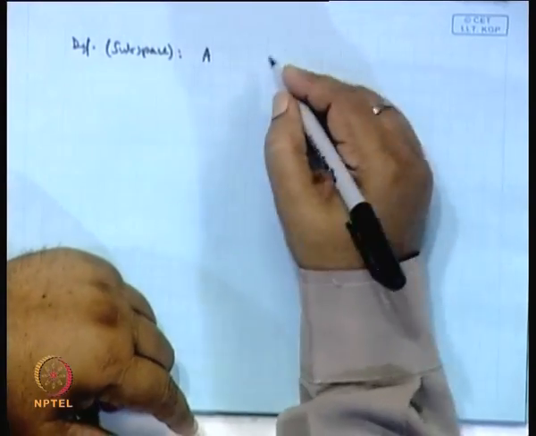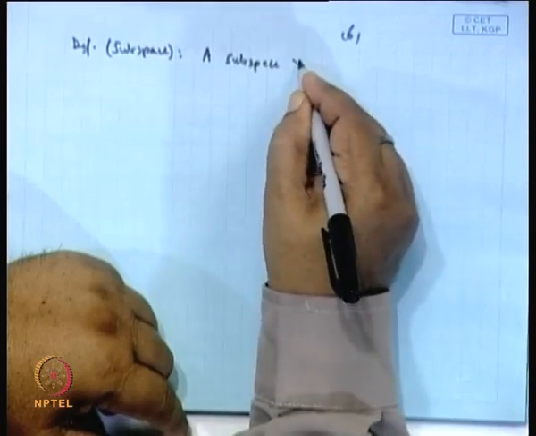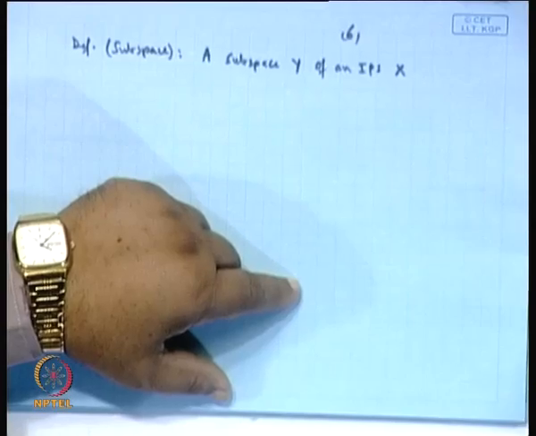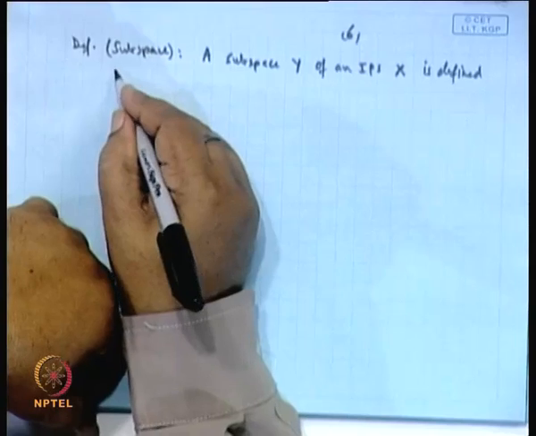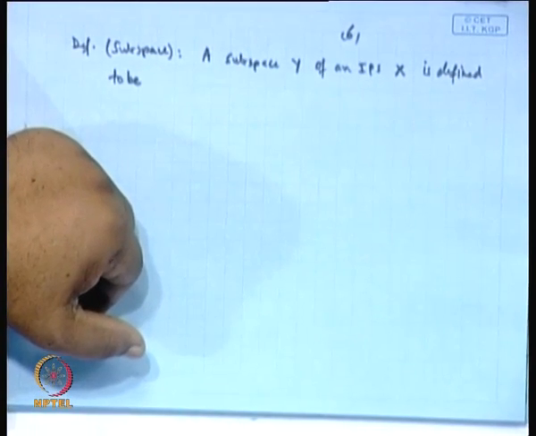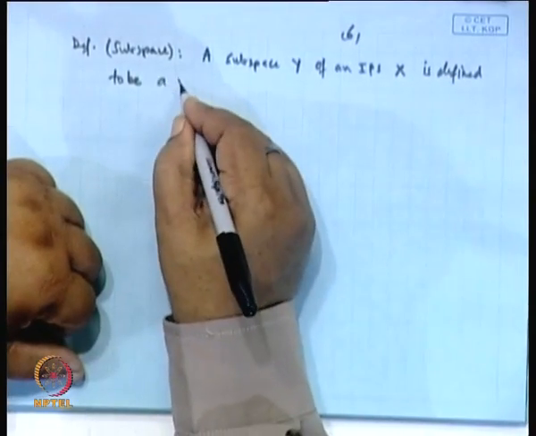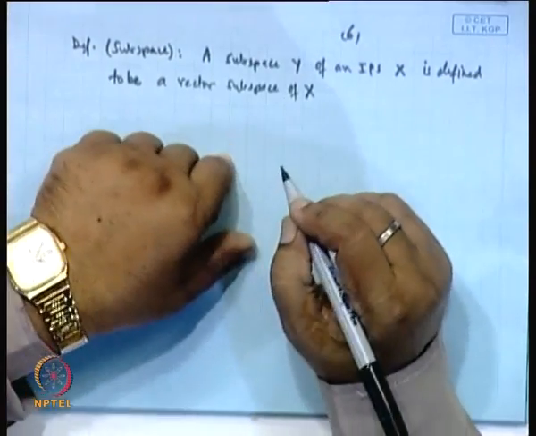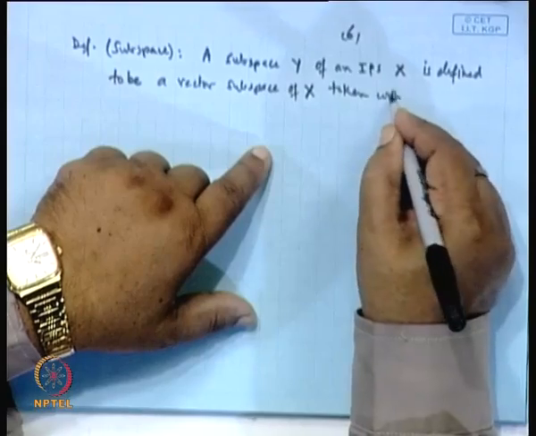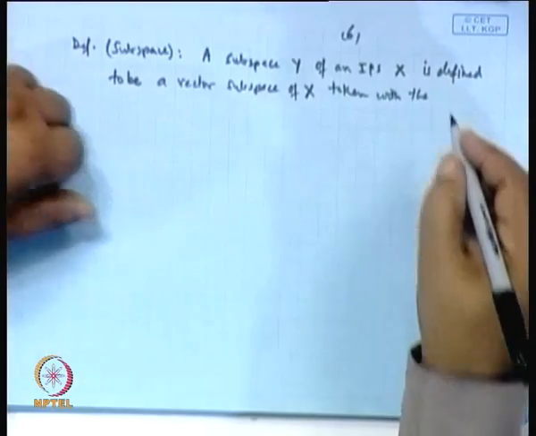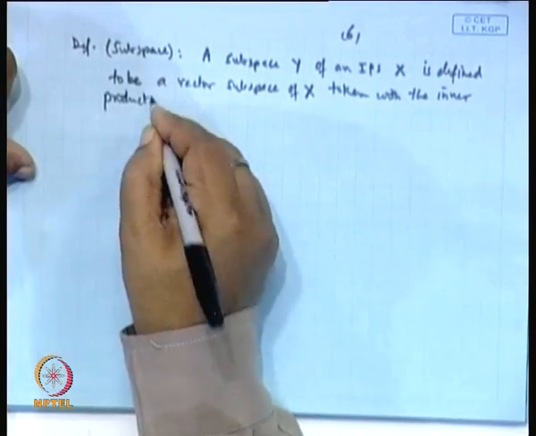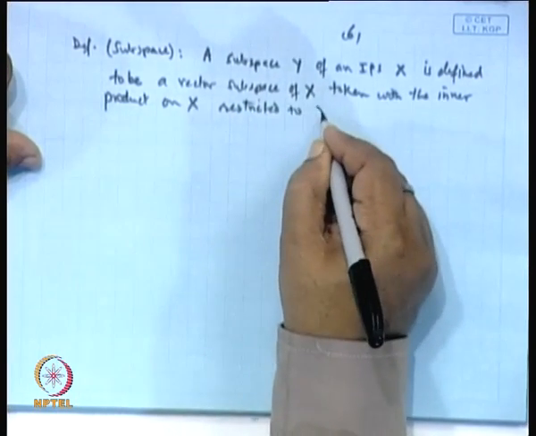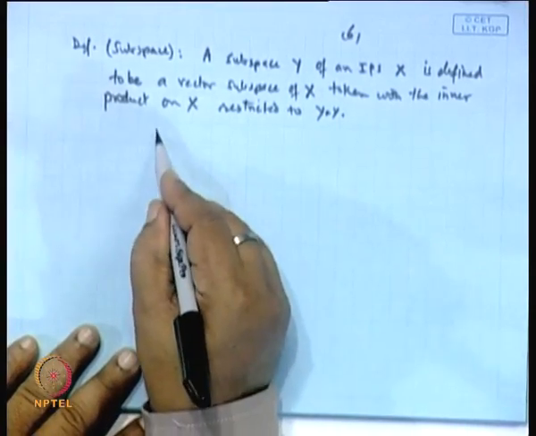A subspace Y of an inner product space X is defined to be a vector subspace of X, taken with the inner product on X restricted to Y cross Y.